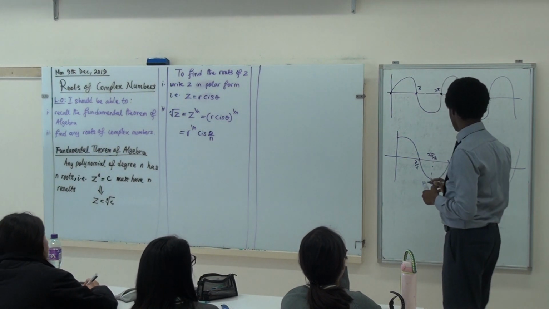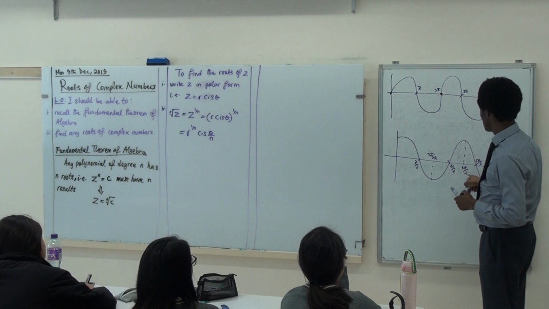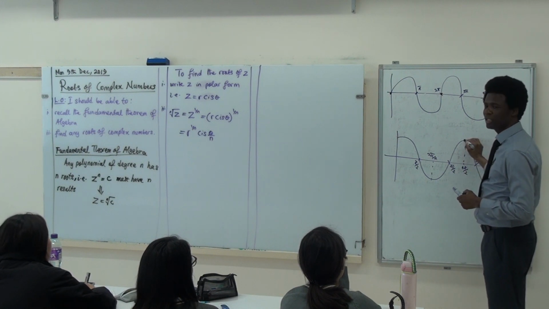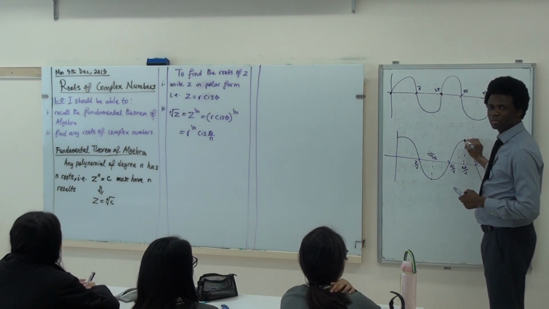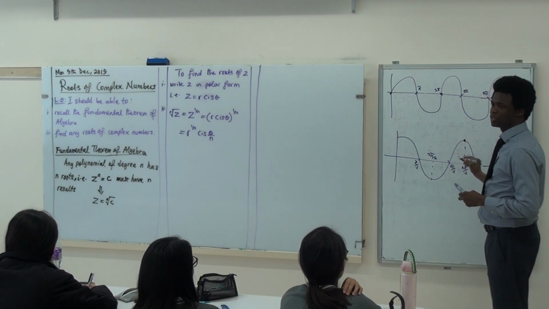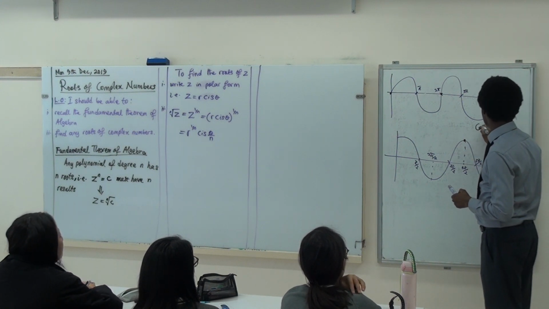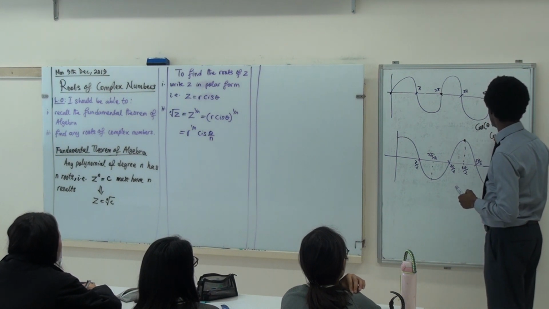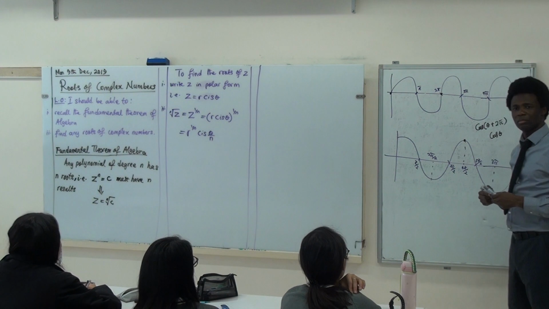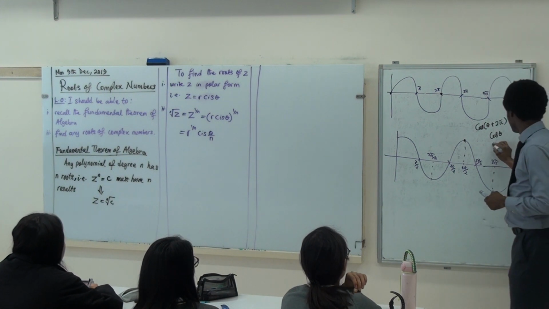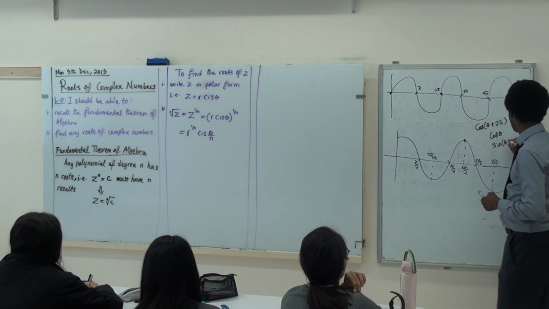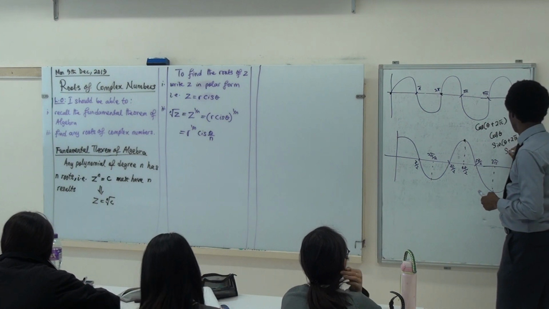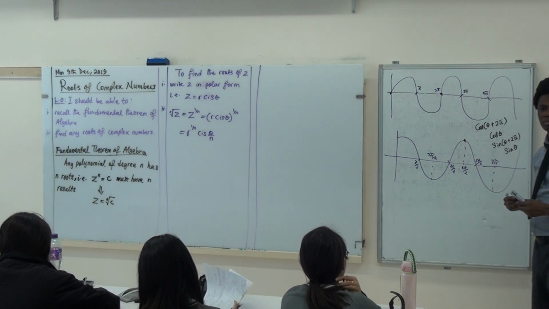Let's check cosine. This is your 2 pi. Also, for every 2 pi, you are coming back to the same. So that is why we say cos of theta plus 2 pi is the same as cos theta. And similarly, sine of theta plus 2 pi should actually give you sine theta.